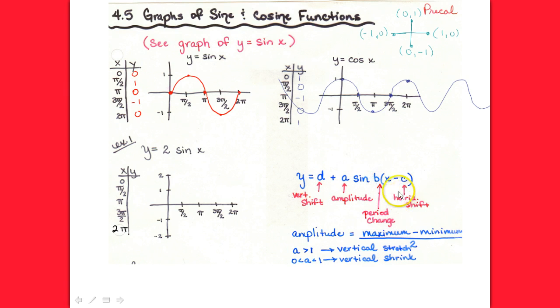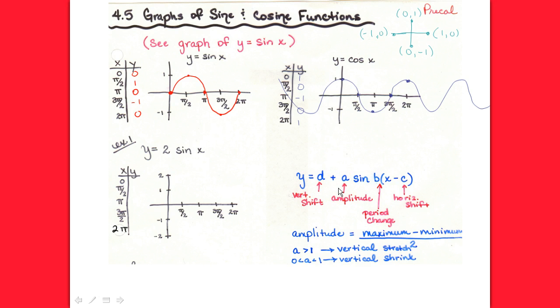Any value subtracted from x is still a horizontal shift, and any value subtracted from y is still a vertical shift. So if it's over here, we could subtract it to the other side, and we would have y minus d. So we can see how that would be a vertical shift. But the two things that are new to us here are amplitude and period change. So we're going to start talking about amplitude.